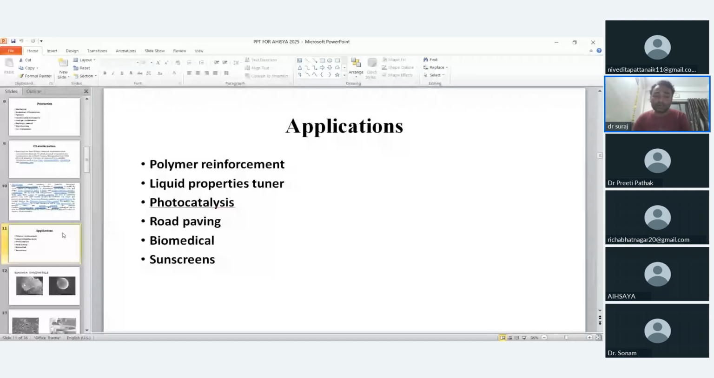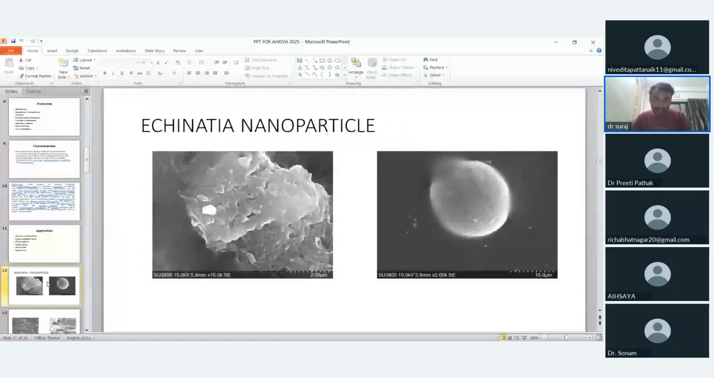Now, this is a real image of Echinacea nanoparticle in 2 micron and 15 micron. They have a different pattern of arrangement, and this is Echinacea mother tincture. It is important. It was covered by our first year BHMS students. They completed this research work, not only showcasing this structure, they also proved this structure in vitro and in an animal model.